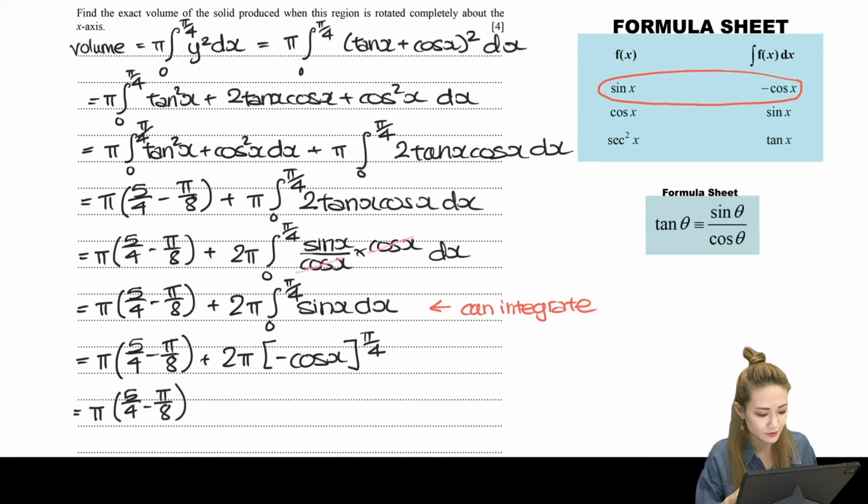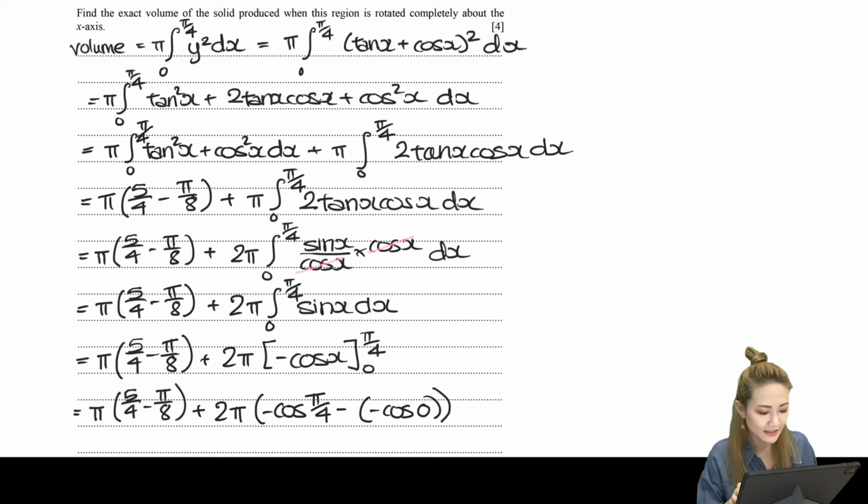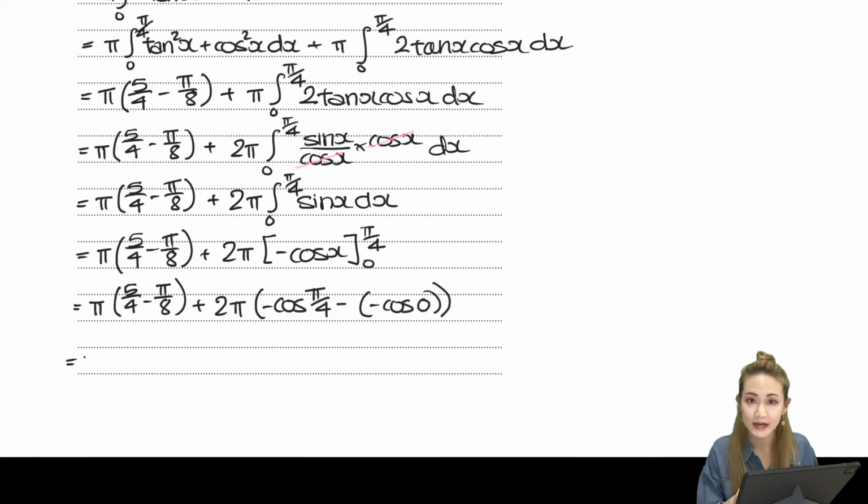Let's substitute 0 and pi over 4 in the integral. And we want the exact values here. So we need to give the exact value of cos pi over 4. Pi over 4 is 45 degrees, so cos pi over 4 would be 1 over root 2, plus minus cos 0. Cos 0 is 1, so minus cos 0 will be plus 1.